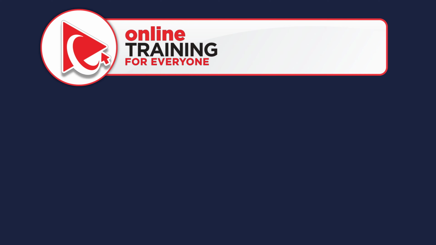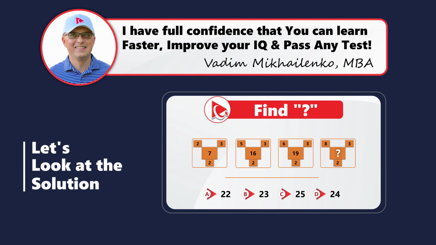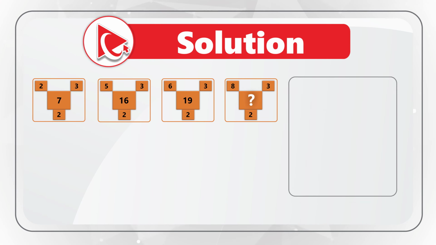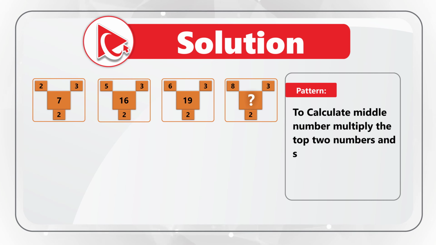Let me share with you my logic and rationale. And obviously, if you have a better way to solve it, please make sure to share in comments. I think the pattern here is that to calculate the middle number, you need to multiply the top two numbers and subtract 1. Then add the bottom number.